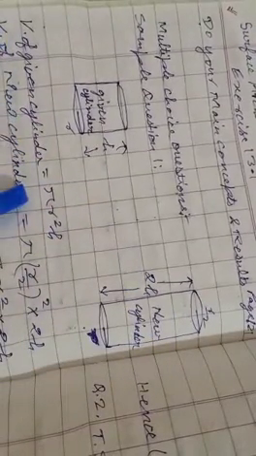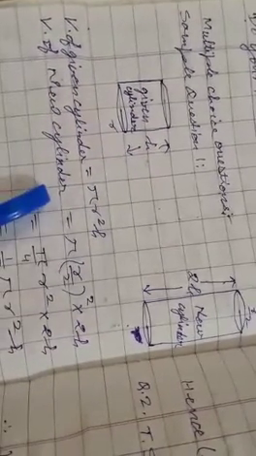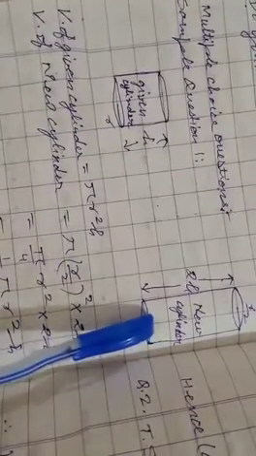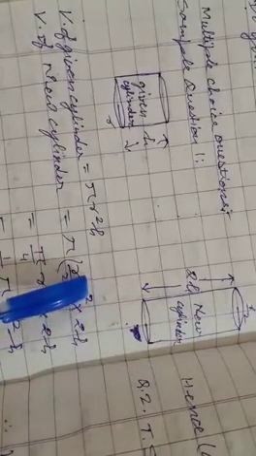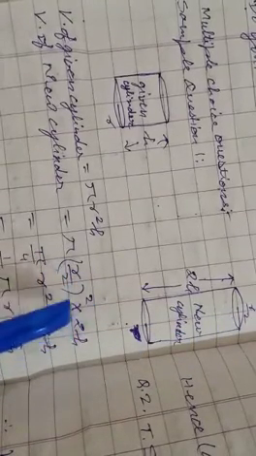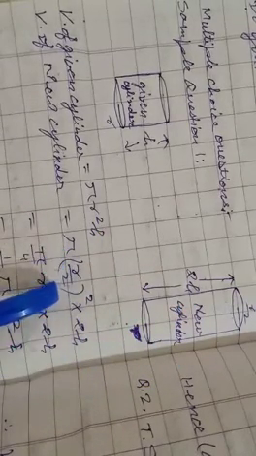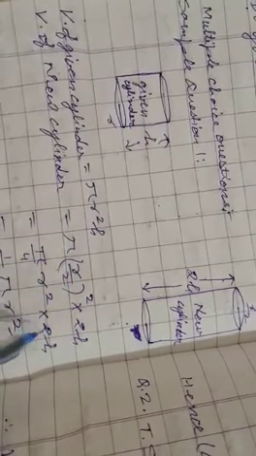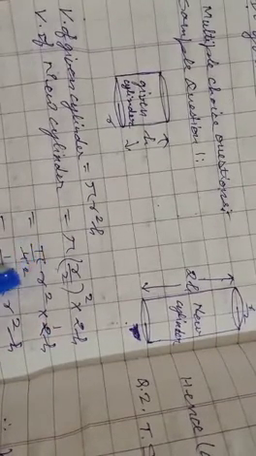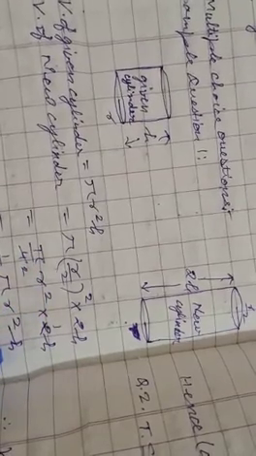Volume of given cylinder is pi r square h. Volume of new cylinder equals pi, radius r upon 2 whole square, into height 2h. That is pi upon 4 r square into 2h. 2 ones are 2, 2 twos are 4. So we write pi upon 2 r square h.